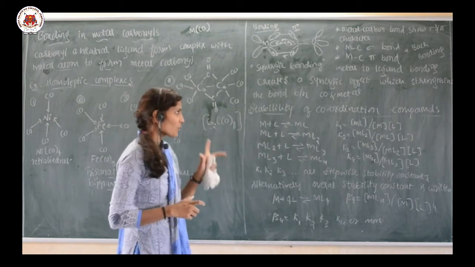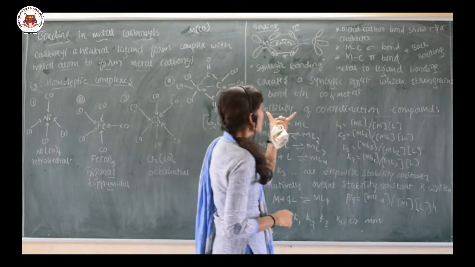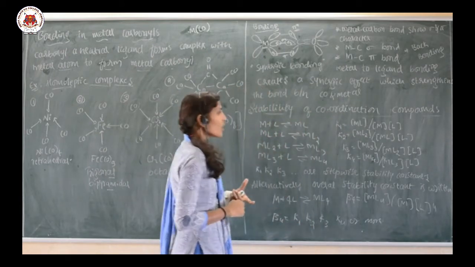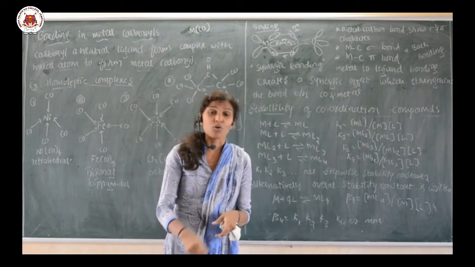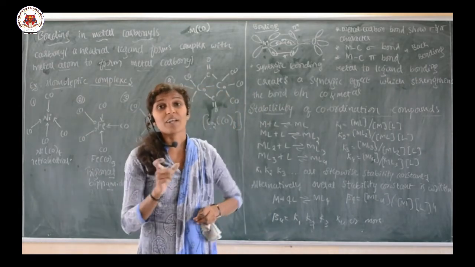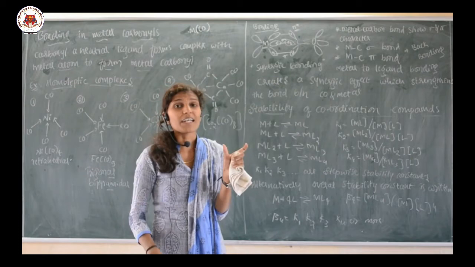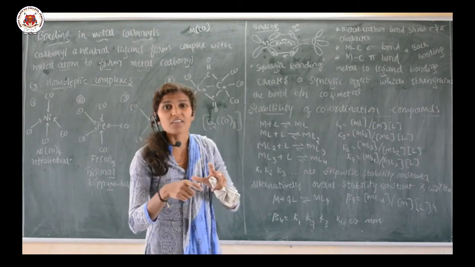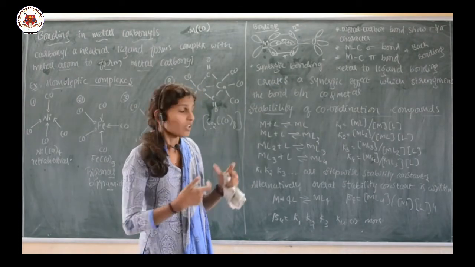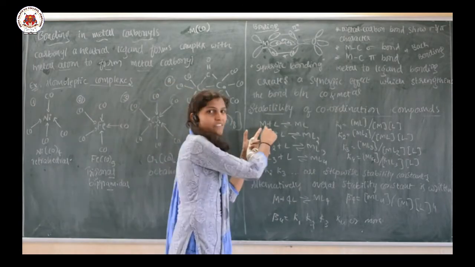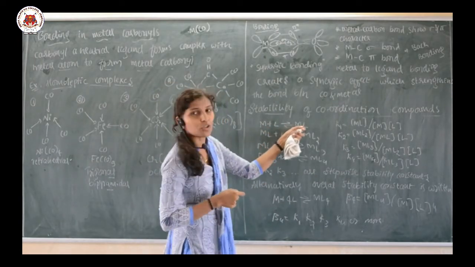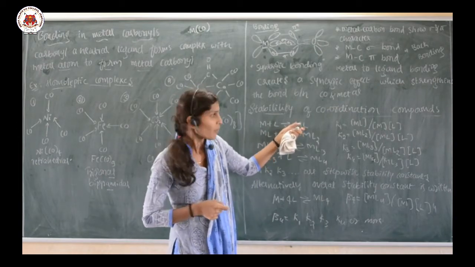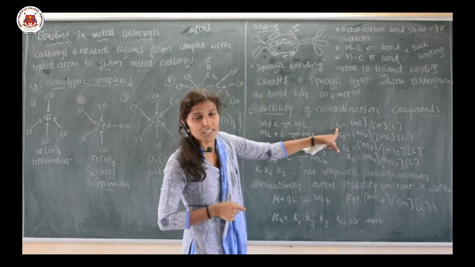Okay, and the last bit of the topic is regarding the stability of the coordination compounds. As you know, coordination compounds are formed by the central metal atom and ligand. When the central metal atom and ligand associate, there is a formation of the complex. See here, this is the central metal atom and this is the ligand. They associate and form the complex. Okay, and there is a formation of the stability constant.